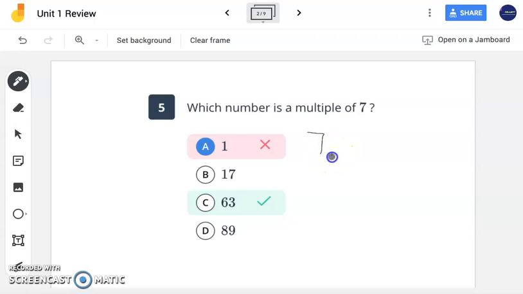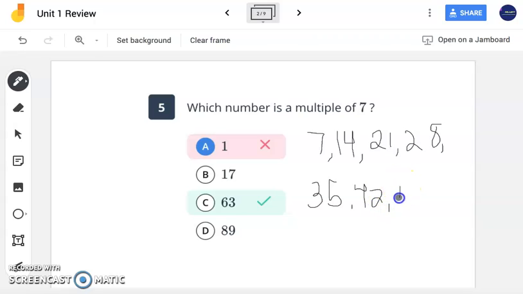So we have 7 plus 7 is 14. 14 plus 7 is 21. 21 plus 7 is 28. 28 plus 7 is 35. 35 plus 7 is 42. 42 plus 7 is 49. 49 plus 7 is 56. And 56 plus 7, it happens to be 63.